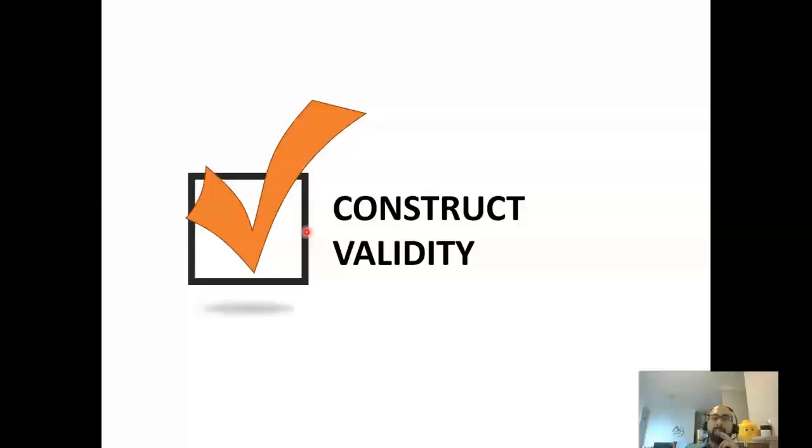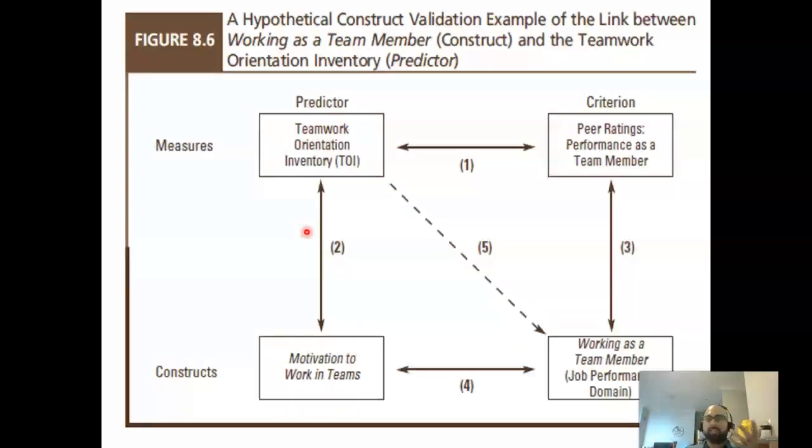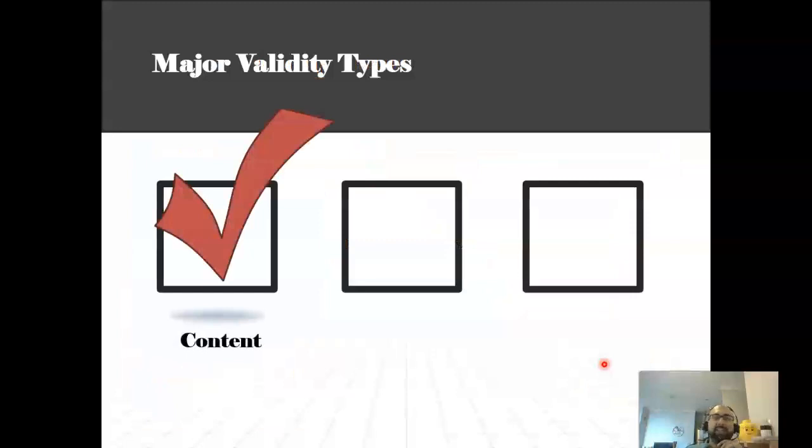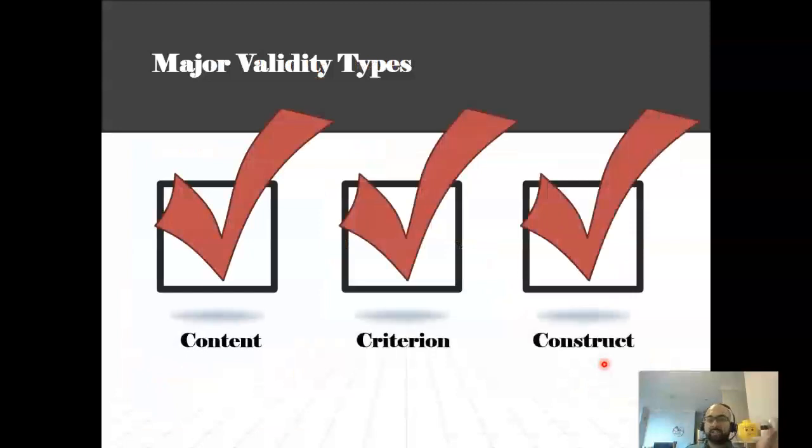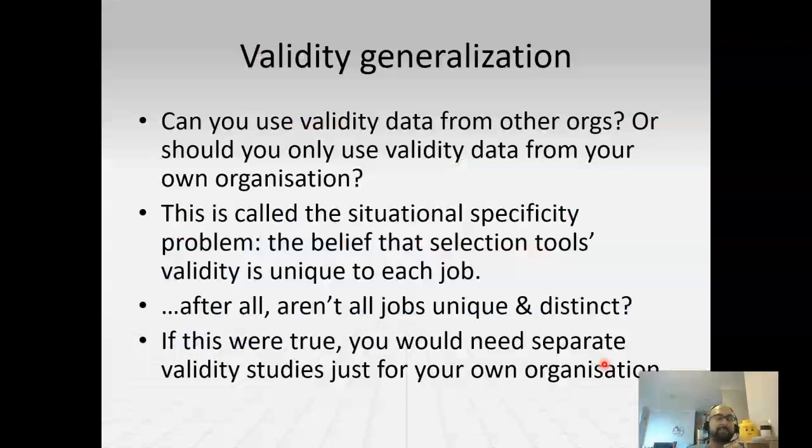Okay, so really, construct validity is an accumulation of a variety of evidence supporting the links among various measures and constructs. Here we have one example, a team orientation inventory. It should predict the criterion of peer ratings of team performance. It should measure the construct of motivation to work in teams. And it should generally be relevant to the job performance domain of working as a team member. So there we have it, class, the three kinds of validity that a selection tool should possess.